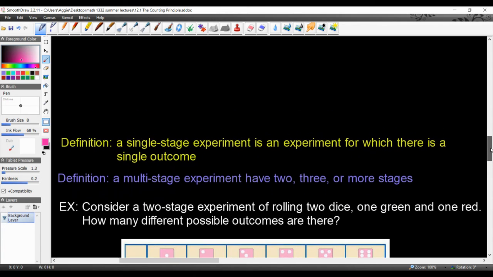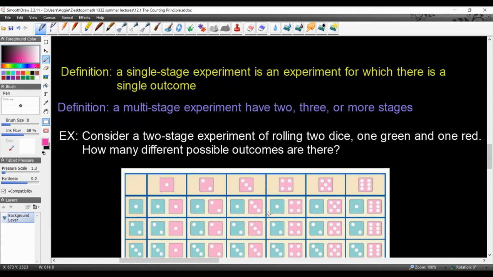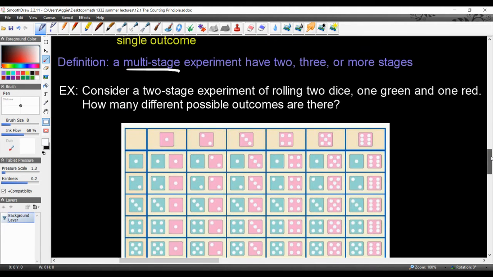So let's look at a few more definitions now. Ignore the bottom for now. A single-stage experiment is an experiment for which there is a single outcome. So the ones we did just now, if you flip a coin, you get one outcome. It's either heads or tails. Those are usually a little bit easier to deal with. A multi-stage experiment has 2, 3, or more stages, so this one can have more than one.